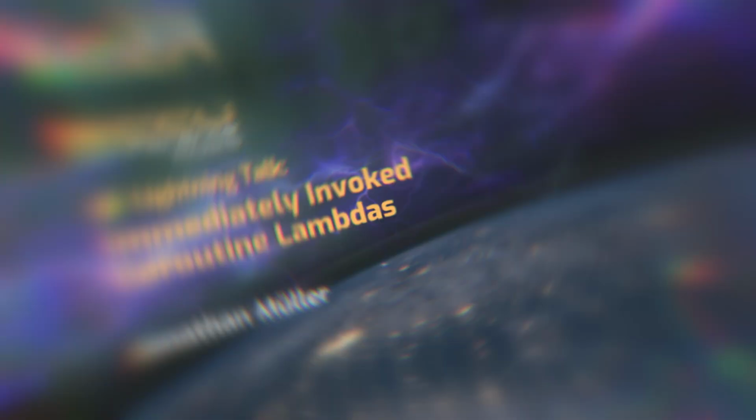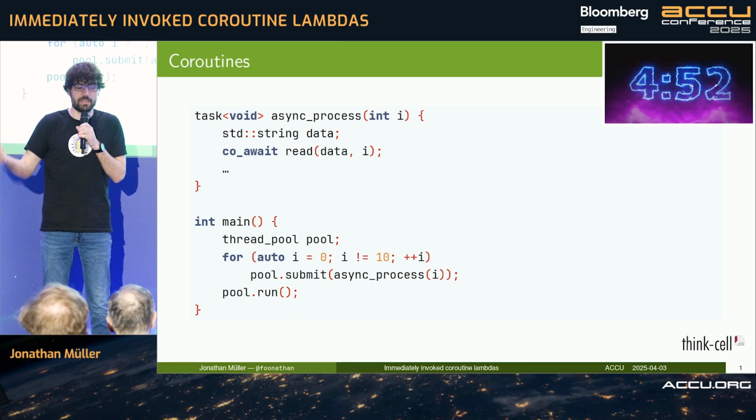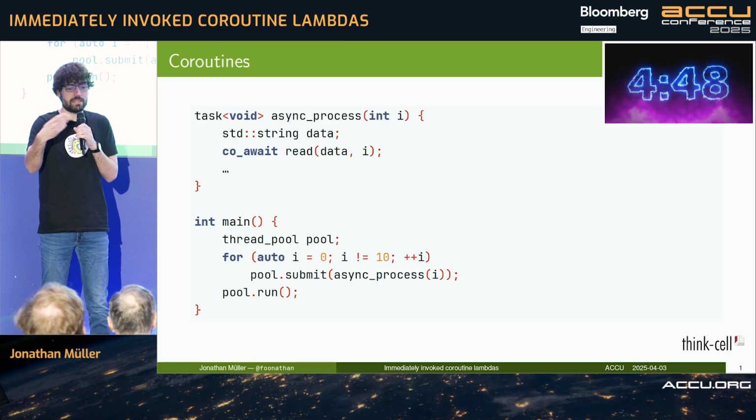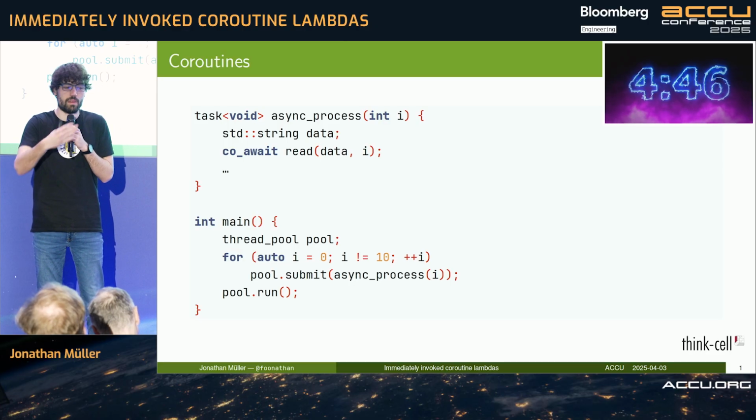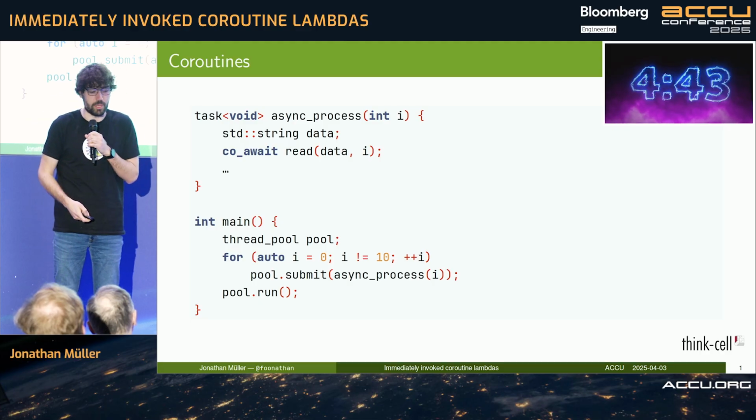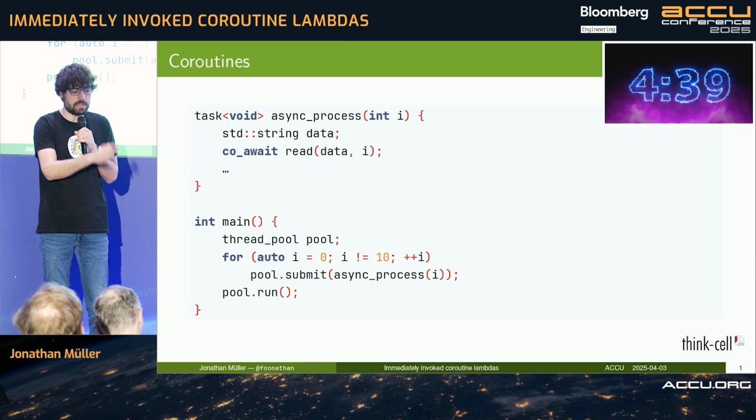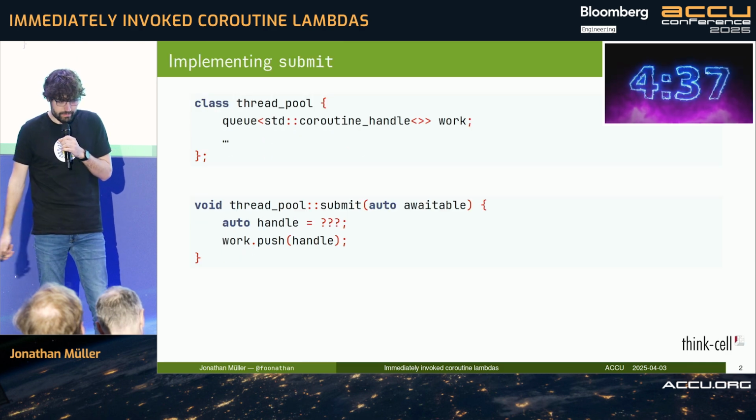So I'm gonna talk about coroutines. Coroutines are great. You've got some task that you want to do in parallel, and it also needs to do some IO, so you just put that in a coroutine, then you can co-await it, and this then suspends the coroutine, and the thread is free to do other stuff in your thread pool. The interesting thing here is the implementation of the submit method in the thread pool.